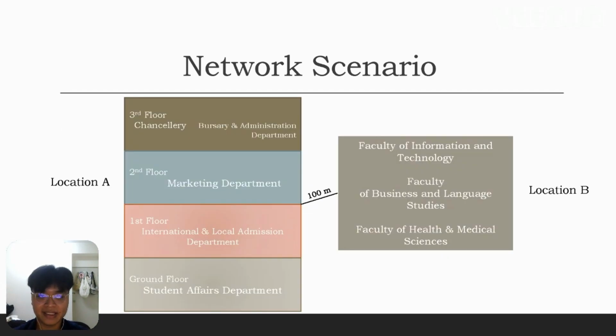In this slide, we can see that location A is 100 meters away from location B. In location A, on the ground floor, we have the Student Affairs Department. On the first floor, we have the International and Local Admission Department. On the second floor, we have the Marketing Department. And for the third floor, we have the Chancellery, Bursary and Administration Department. Let's look at location B. We have 3 faculties located in location B, which are the Faculty of Information and Technology, Faculty of Business and Language Studies, and also Faculty of Health and Medical Science.